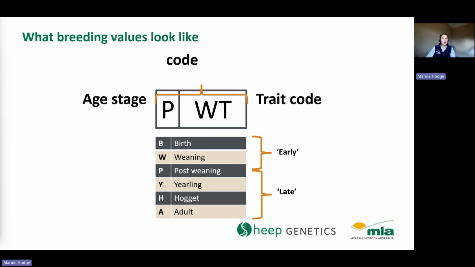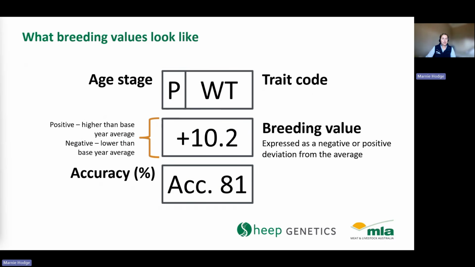And I know that it's post-weaning weight because the first letter symbolizes the age stage. So that can be birth, weaning, post-weaning, yearling, hogget, or adult. And then the last few letters after that age stage symbolizes the trait code. So WT means weight. We then have the actual breeding value itself. So for this example that we're looking at for PWT, the breeding value is positive 10.2.